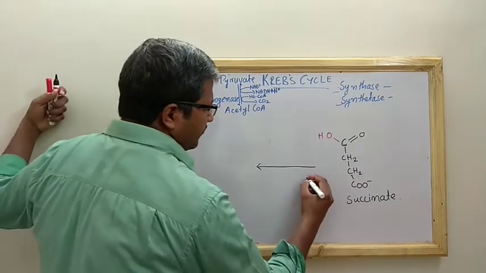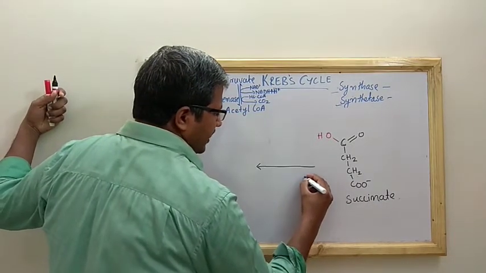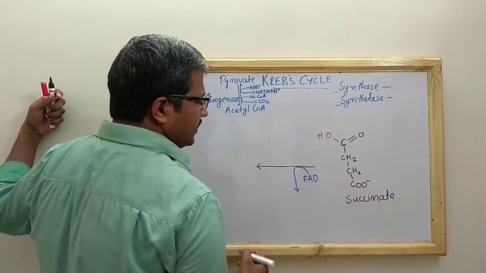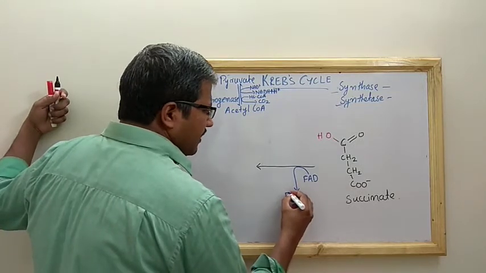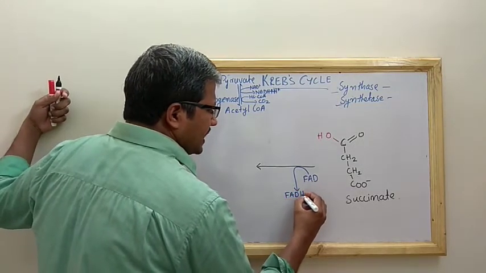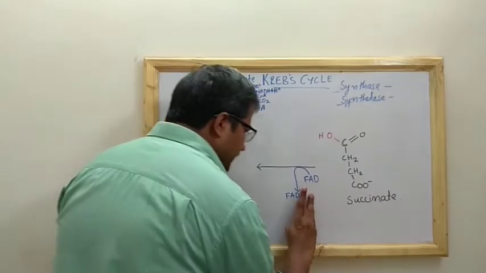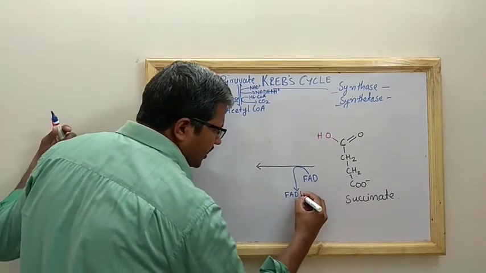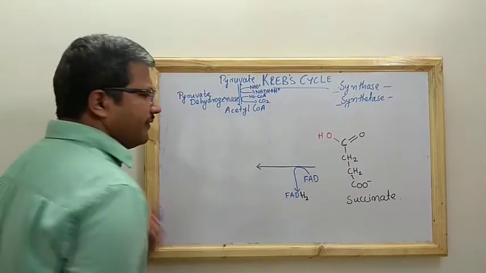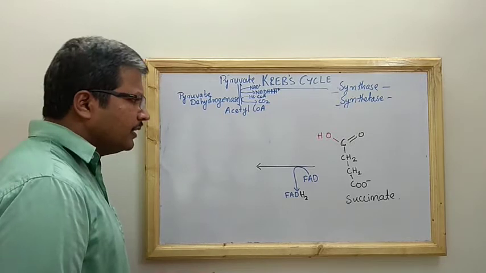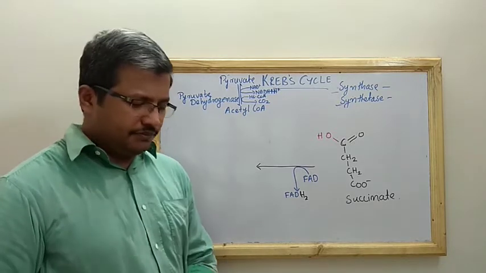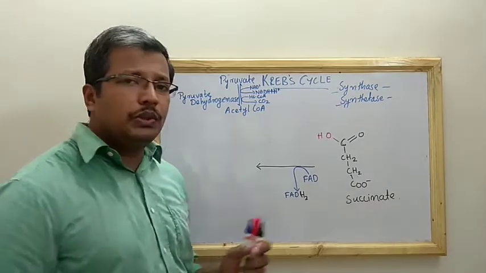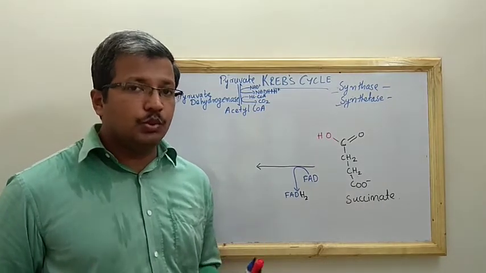I'm just writing FAD in blue, and FAD will be entering, and as a result, what will be formed? FADH2. This H should be blank because you can see that this hydrogen and this hydrogen are coming. FADH2 is formed. But there is another important thing that you have to keep in mind. This FADH2 will not be retained as FADH2.